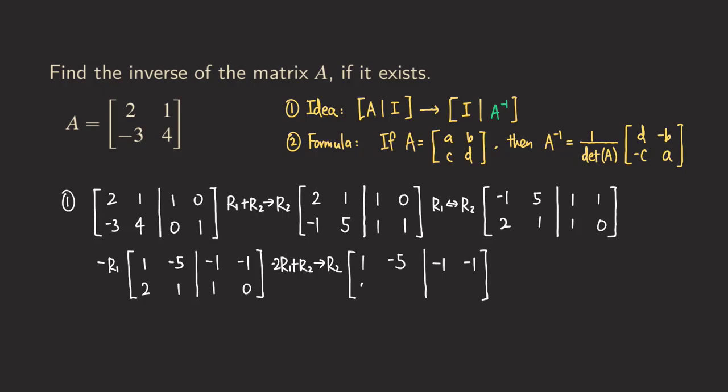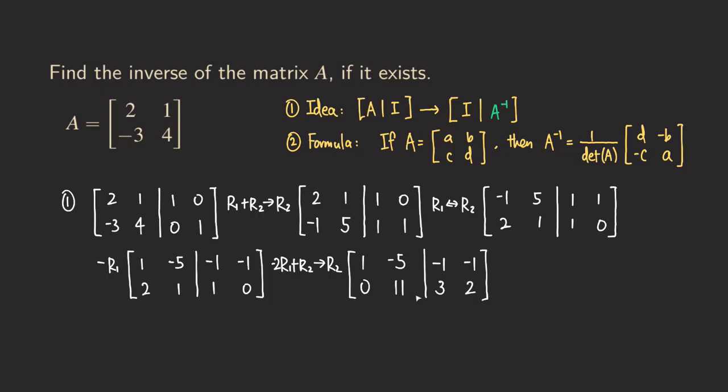So we are going to get 0 here, because multiplying 1 by -2 gives -2, and adding to the 2, we get 0. Now -5 times -2 gives positive 10, plus 1 is 11. Here, negative 1 times negative 2 is 2, plus 1 is 3. And then negative 1 times negative 2 is 2, plus 0 is 2. So now we have this.